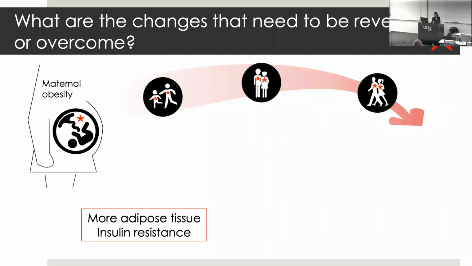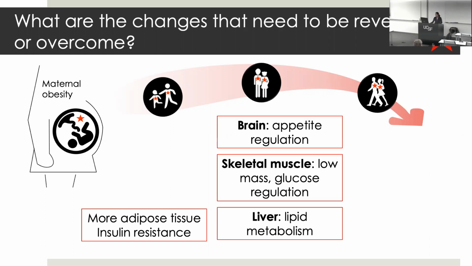As early as birth, babies can be born with more adipose tissue. They can be born with insulin resistance. Throughout the life course, we see changes in all body systems. So changes in the brain that impact appetite regulation, changes in skeletal muscle that can impact glucose regulation, liver, which can impact lipid metabolism. And all of these components raise risk for cardiometabolic disease.